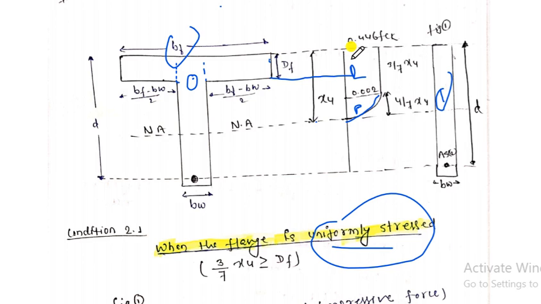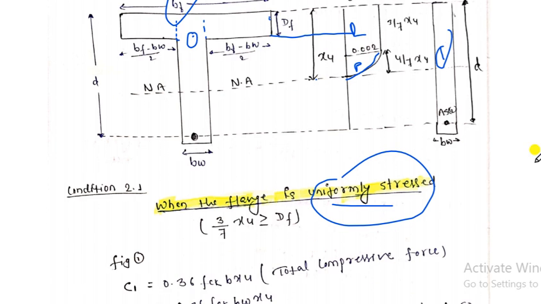So that type of flange is uniformly stressed. If the flange lies partly in the parabolic portion and partly in the rectangular portion, then that type of flange is non-uniformly stressed. So as it lies completely in the rectangular stress block only, this is nothing but a uniformly stressed flange.